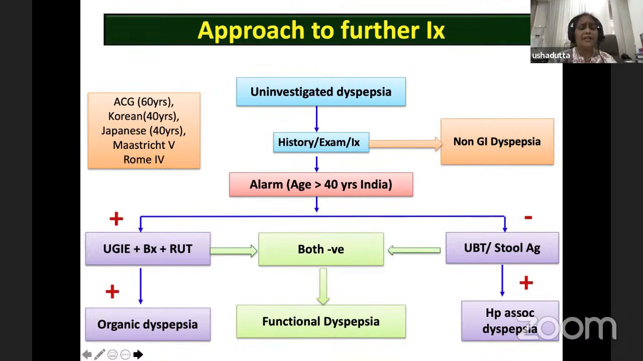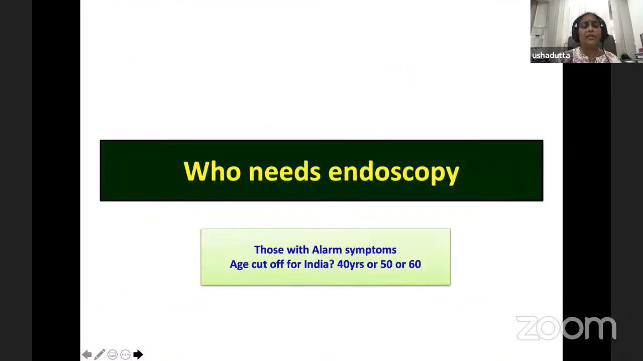In dyspepsia, it is really not necessary to rule out celiac disease. However, certain guidelines may include such a thing, but usually in our patients, we do not look for celiac disease. Who needs endoscopy?